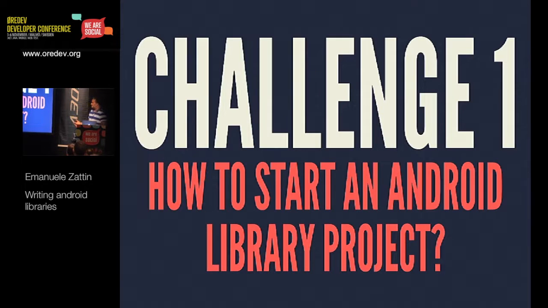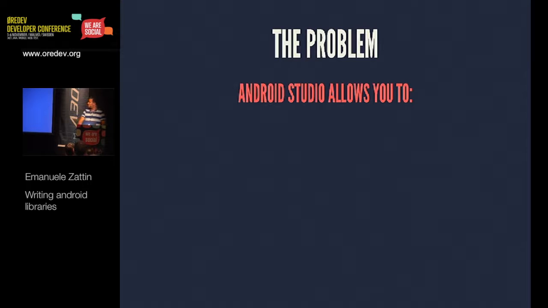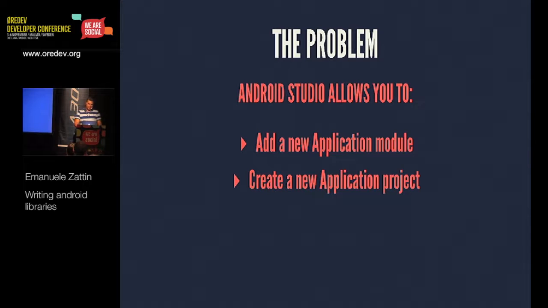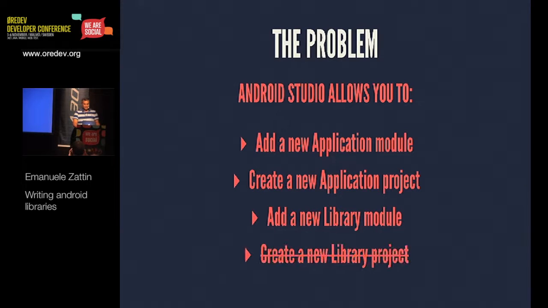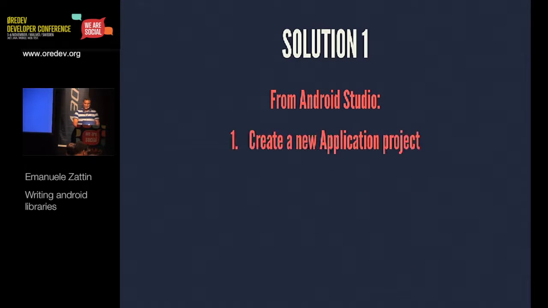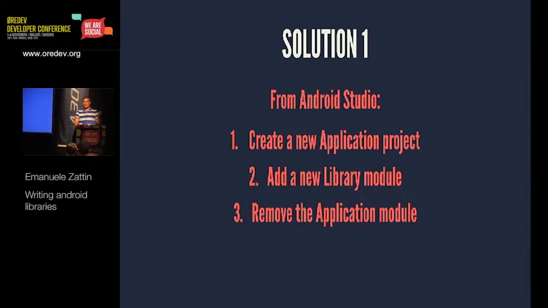So how do you start? That's easy, right? Android Studio should do it for you. So you can add an application module, you can create a new application project, you can create a library module, but oh no, of course you cannot create a new library project. So a quick workaround to this, of course, is to just create a new application project and add a new library module, remove the application module, and you're done. That's a quick hack.